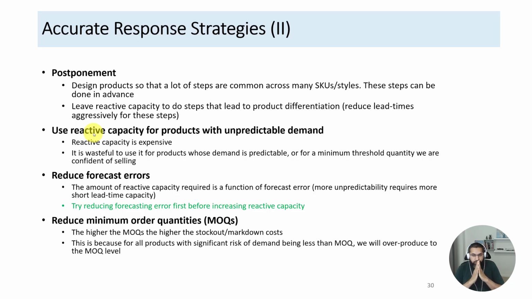So how do you reduce forecast error? Well, we'll talk about that in the next slide a little bit, some ideas, but sometimes it's not possible. A lot of times it's not possible, but sometimes it is. So you want to try to do that. You can also reduce minimum order quantities.